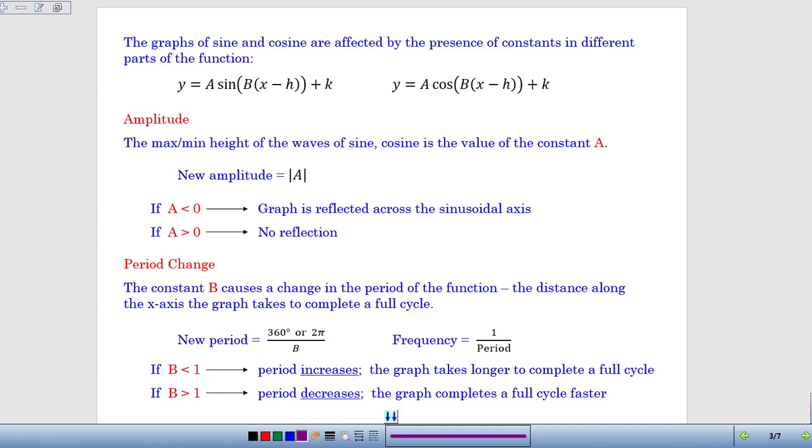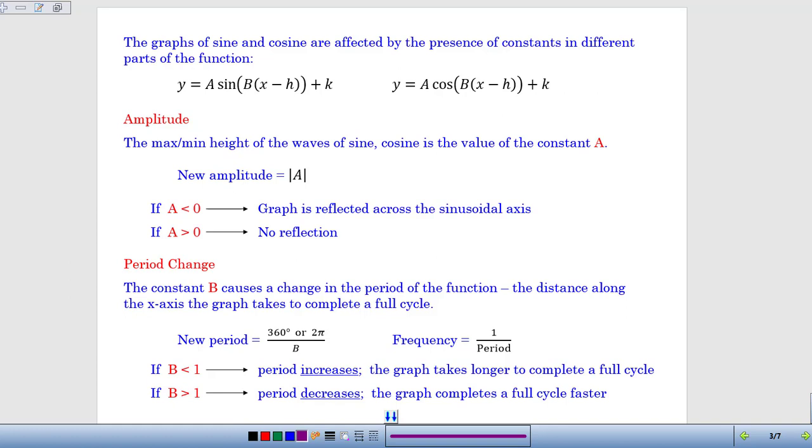Now, it would be pretty boring if we just limited ourselves to graphing regular old sine of x and regular cosine of x. So instead, what we're going to do is introduce a series of constants that perform transformations of those graphs, very similar to what we did with other types of functions earlier in the year.